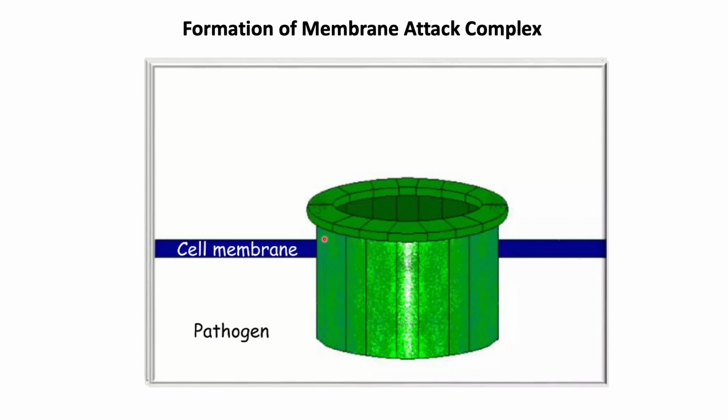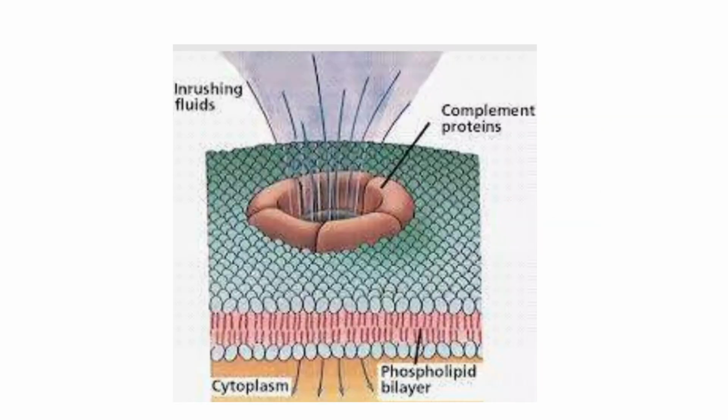The assembled membrane attack complex is inserted into the lipid bilayer of the target cell's membrane. This disruption leads to an influx of water and ions into the cell, causing it to swell and eventually burst. This process is known as cell lysis. Cell lysis results in the destruction of the target cells. The release of cellular contents, including intracellular components and potentially harmful substances, contributes to the elimination of the pathogen or the infected cell. So this is how the membrane attack complex works in the complement system.